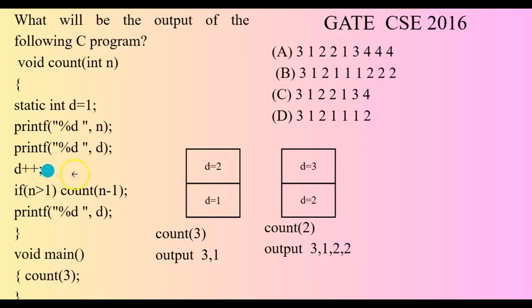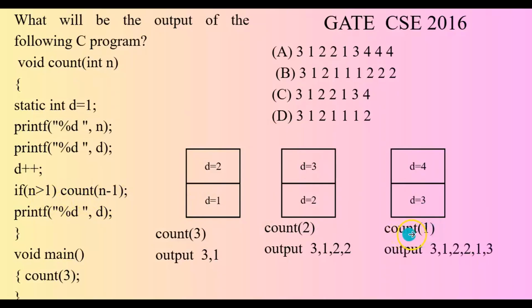Now d plus plus, so it will become d is equal to 3. Now n greater than 1, the condition becomes true. So count of n minus 1, that means count of 1. When you call this function count of 1, what is the recent value of d? d is equal to 3. Now n and d will be printed. What will happen? 3, 1, 2, 2 are already there. So you print the n value 1, d value 3. After that d plus plus, so d is equal to 4.